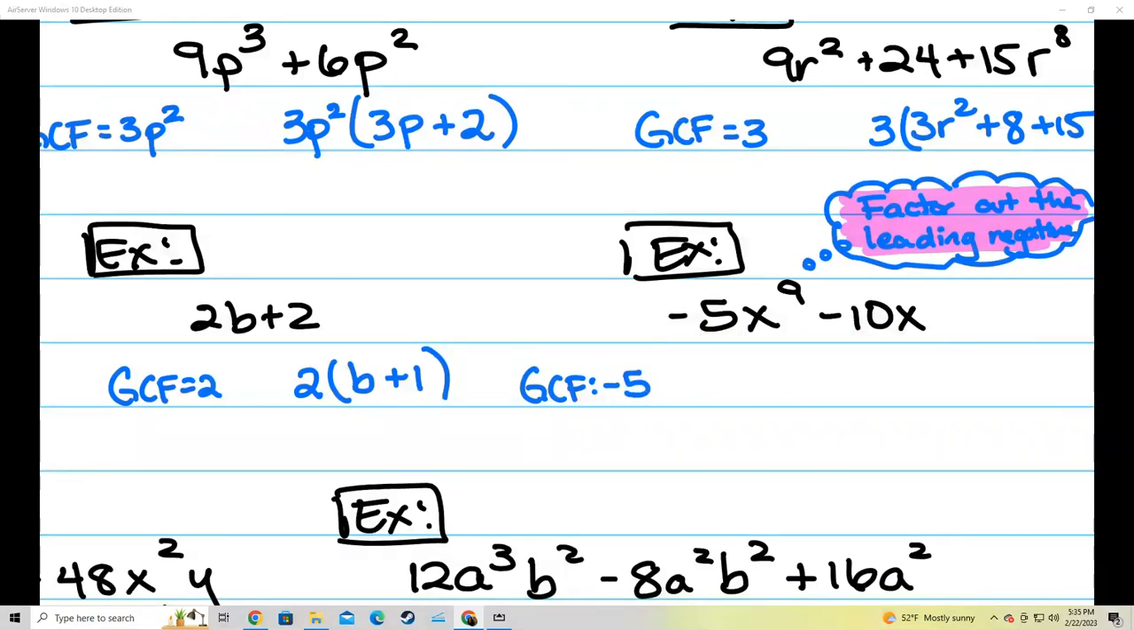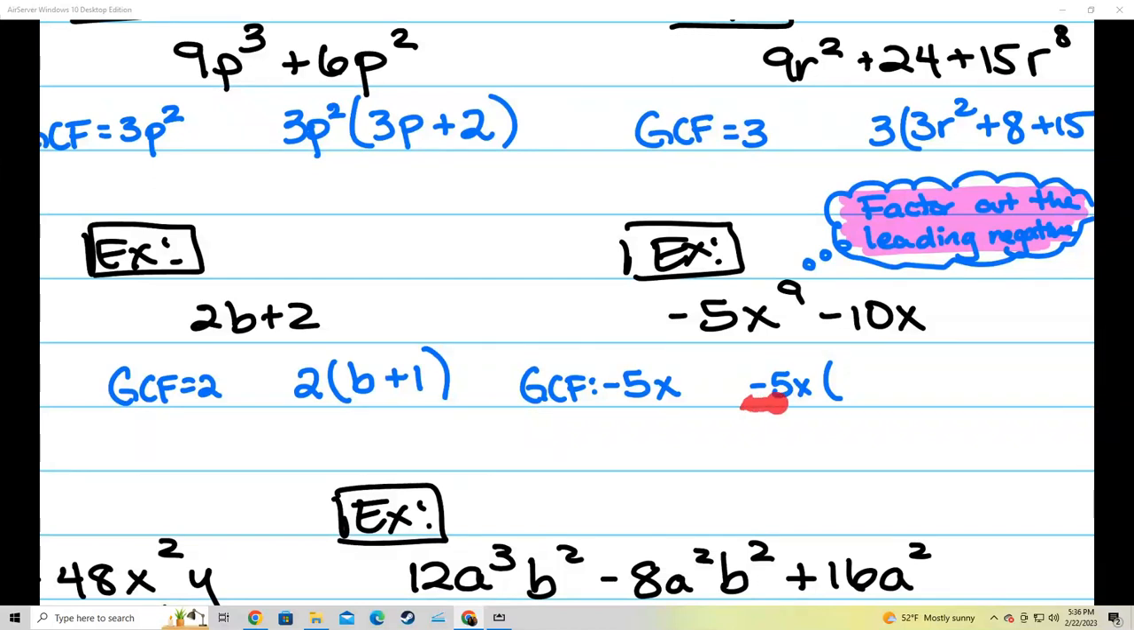And as far as x's are concerned, this has 9 x's and this has 1 x. This is going to be your limiting one. So let's go ahead and factor out that singleton x. Now that I know my GCF is negative 5x, let's go ahead and factor it out. I'm going to write negative 5x in the front, parentheses.